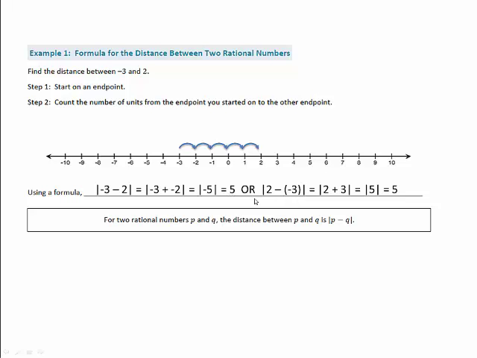We can also go the other direction, because remember, distance doesn't matter whether you're coming from the left or from the right. So we could do 2 minus -3. We can turn the subtraction into addition by saying 2 plus +3. We're adding the opposite of -3. 2 plus 3 is 5, and the absolute value of 5 is 5. One way to look at this is we're saying how far is -3 from 0 and how far is 2 from 0, and adding those two distances together.